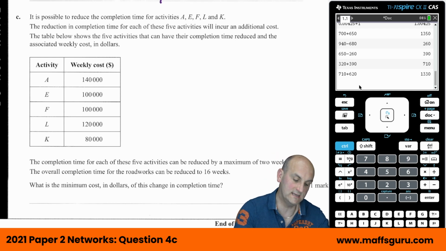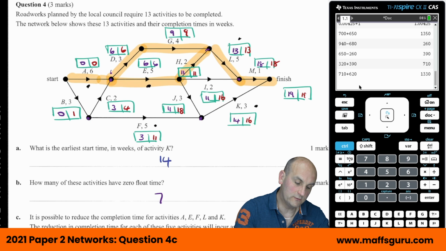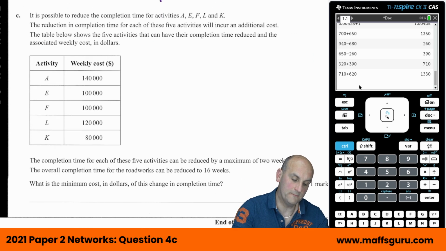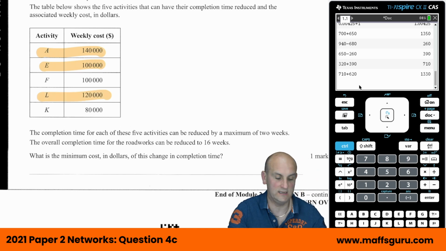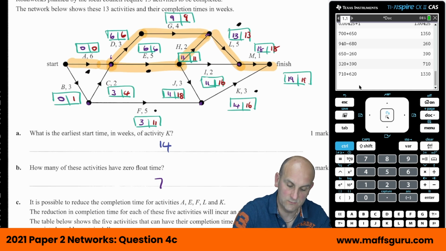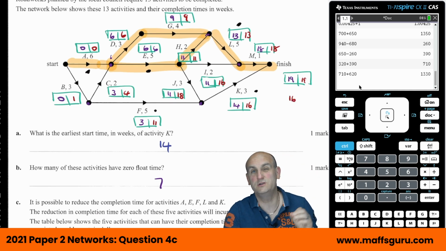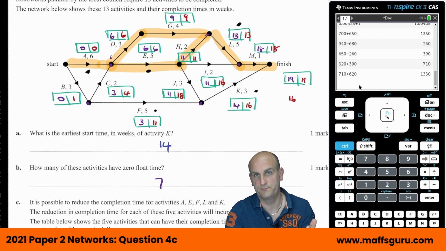Okay, so it's going to make sense to try and choose the cheapest ones where we can on the critical path. So what I've done is I've put a dot where there are items on the critical path. So A, E, and L. If I highlight those for the moment, A, E, and L are the ones that we can potentially change. It says that we can reduce the completion time to 16 weeks. So if I can reduce my critical path by 3 weeks, then we're good.